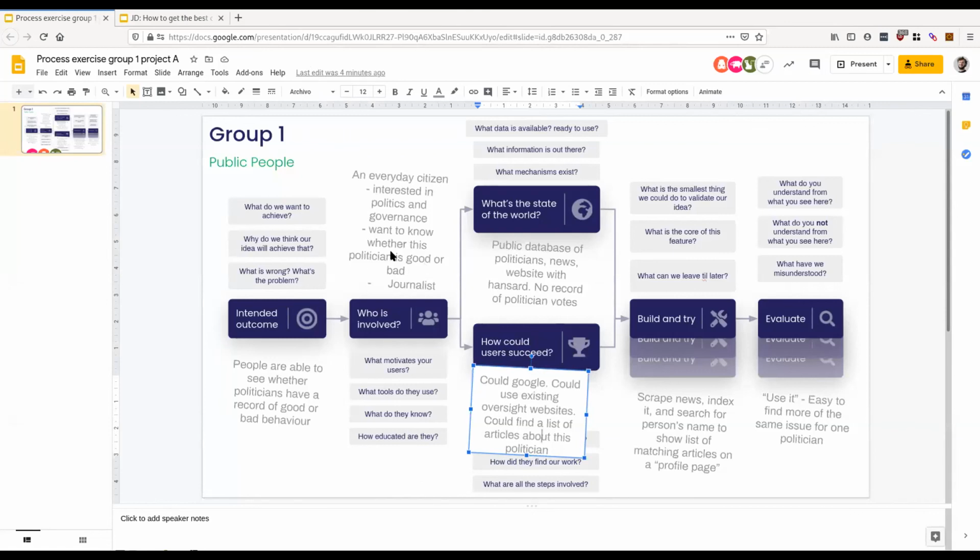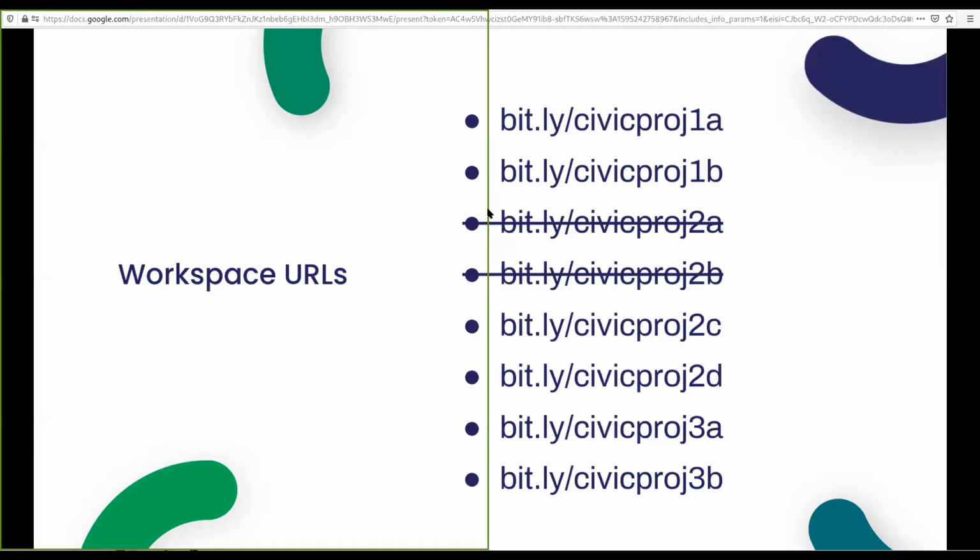Are you seeing the workspace URLs again? Yes, we're in the group public people. So you're not seeing a list of URLs? Oh, no. We are seeing, yeah, we weren't seeing the URLs. Cool. Let's fix that. Share this one. There we go. All right.